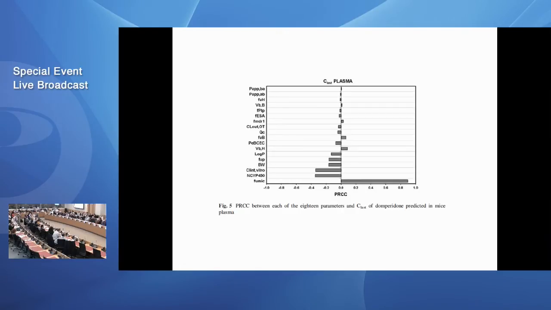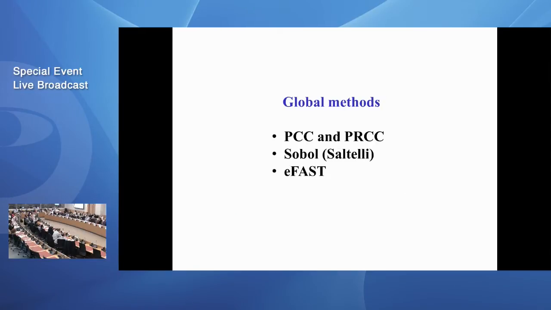There are a number of these global methods. There are the partial methods I've been talking about, either the Spearman or the partial rank correlation coefficient. There are more sophisticated methods. The one that Saltelli actually sort of champions is a method called Sobol, which is after a Russian mathematician. And there are some fast Fourier transform methods. These latter two essentially are related to analysis of variance methods.